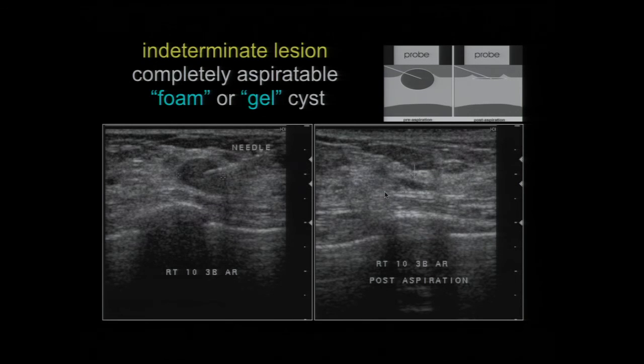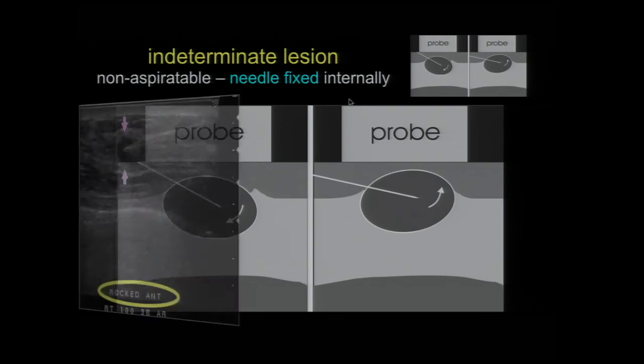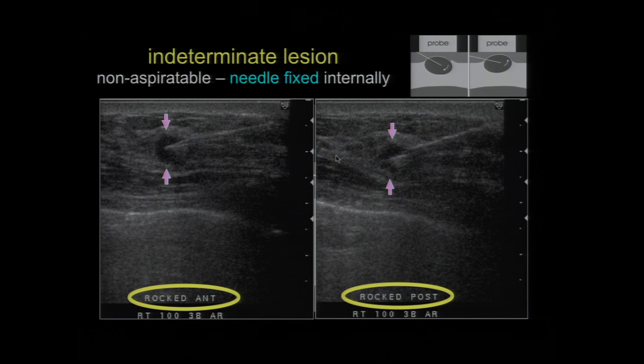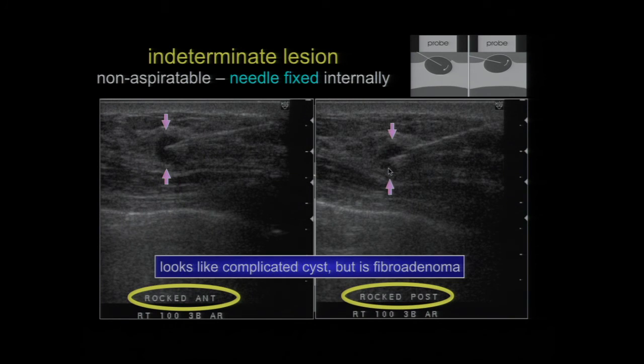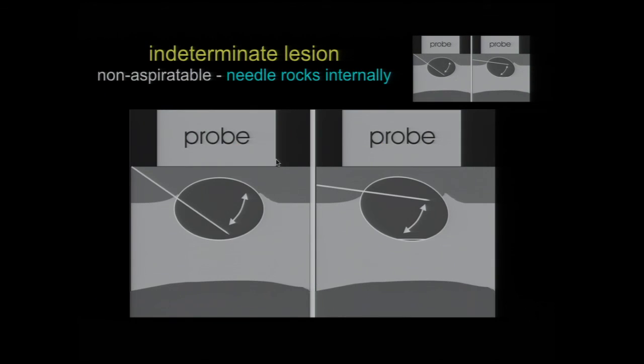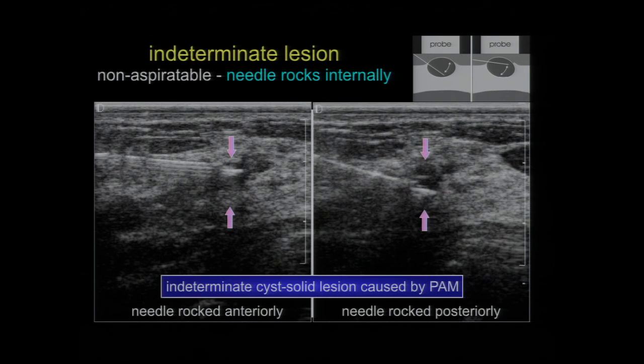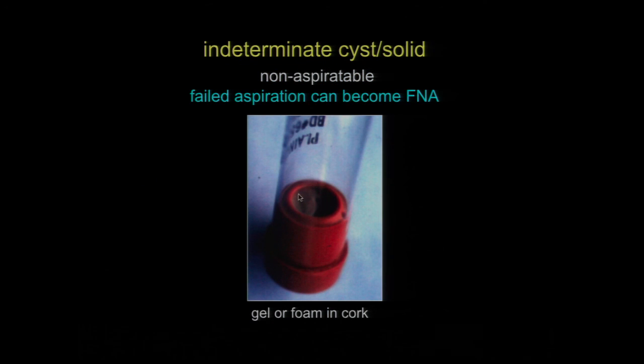This looked like a fibroadenoma, but aspirated completely. This looked like a cyst, but it didn't aspirate at all. But one of the things I can do when I think it's a cyst and it won't aspirate because it's got apocrine metaplasia, I can rock the tip of the needle from the back to the front of the cyst. So here I've rocked it to the front, here I've rocked it to the back. And if you're using a vacutainer system, this stuff is too viscous to ever get in the glass part of the tube.